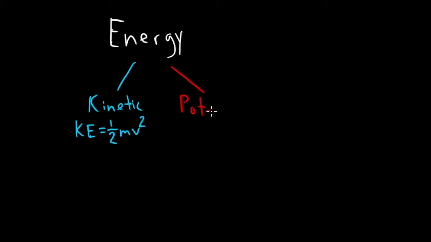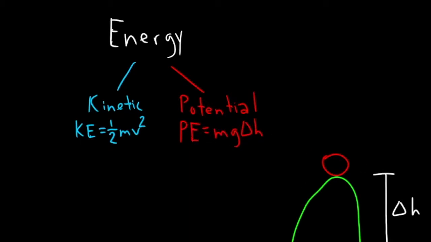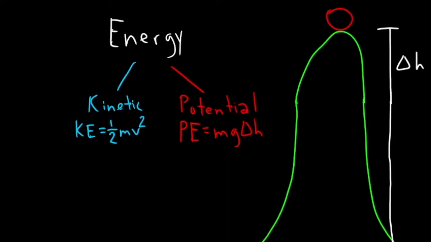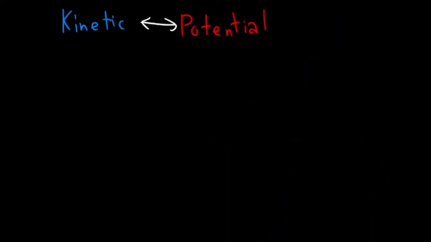The second type of energy is potential energy. This energy is based on the position of an object. Its formula is PE equals mg delta h, where delta h is the change in height of an object. The higher the object is, the more potential energy it has. Now, energy can be converted between different forms.